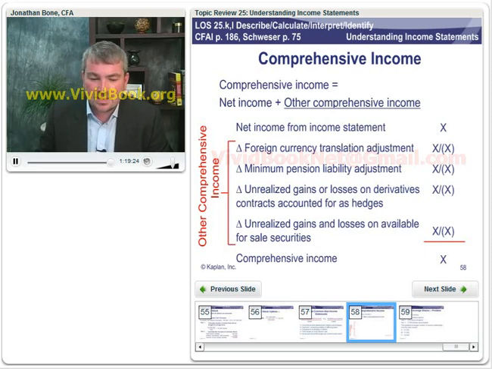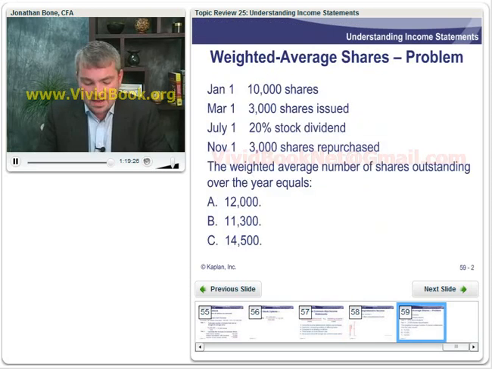Let's finish the reading off with a quick little computation. It's a weighted average number of shares calculation. We've got 10,000 shares in issue at the beginning of the year, a further 3,000 shares issued on the 1st of March, then a 20% stock dividend, and then 3,000 shares repurchased. What is going to be the weighted average number of shares? Well, remember, take that stock dividend and apply it to the 10,000 and the 3,000 because they were both in issuance before the date of the stock dividend.